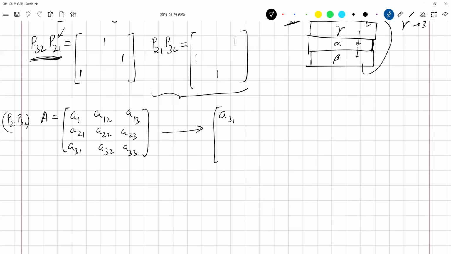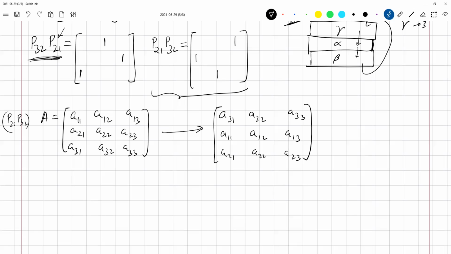Okay, first row, first column A31. First row, second column A32, A33. Then second row, first column A11, A12, A13. Then third row, first column A21, A22, A23.